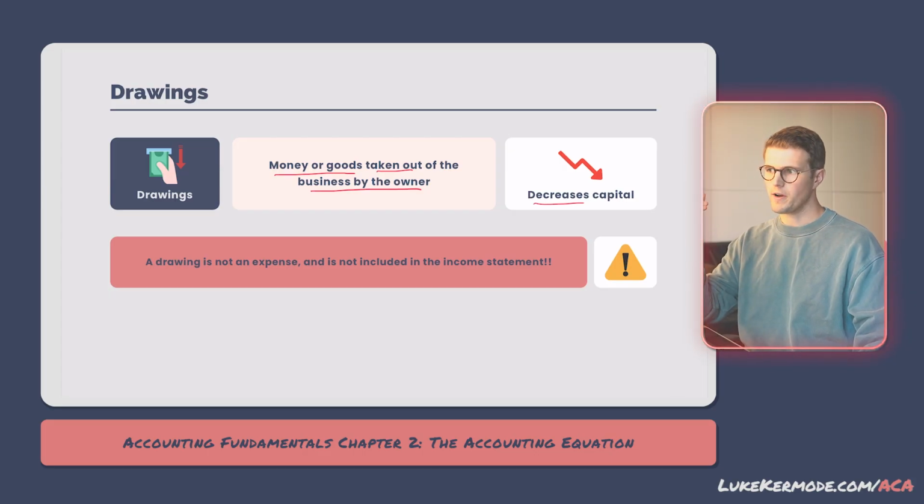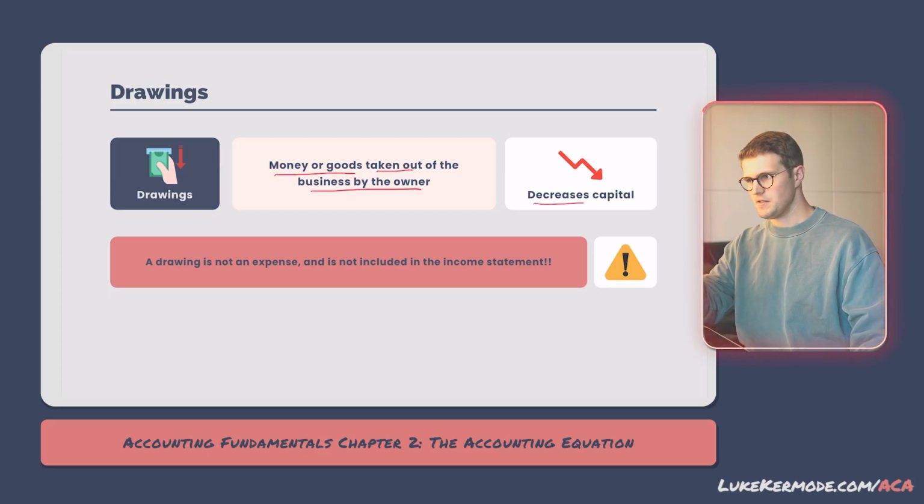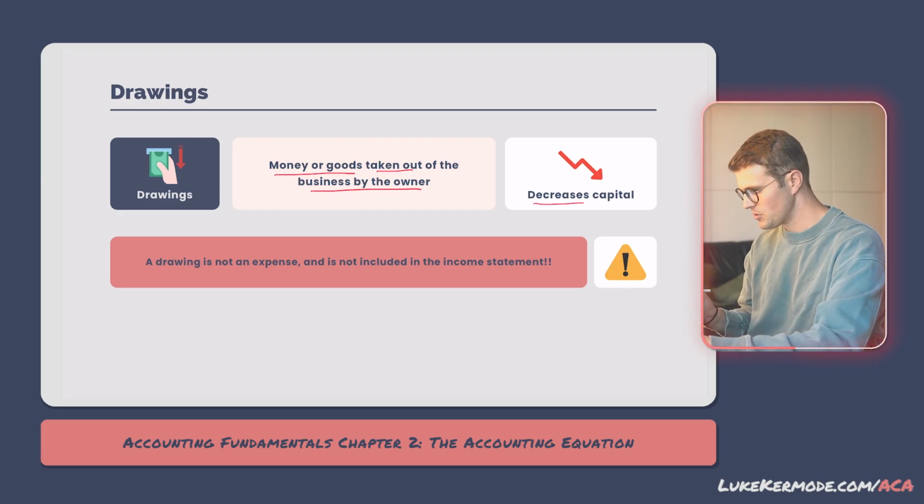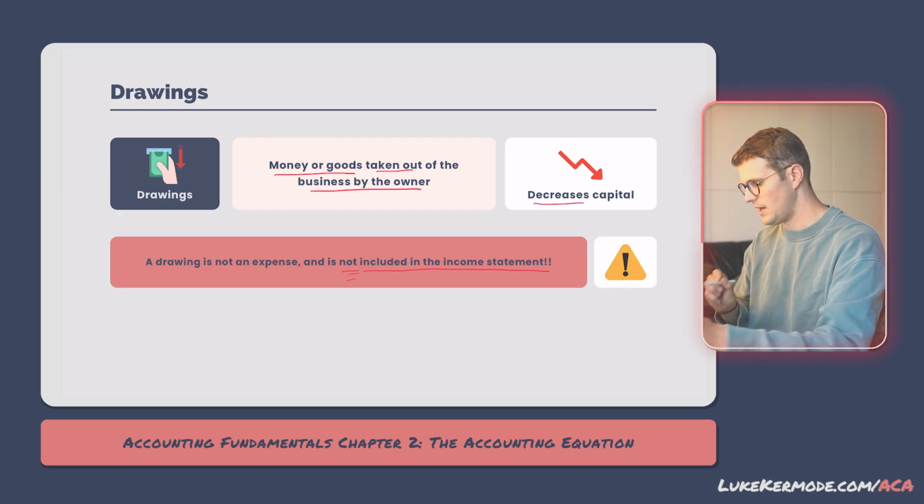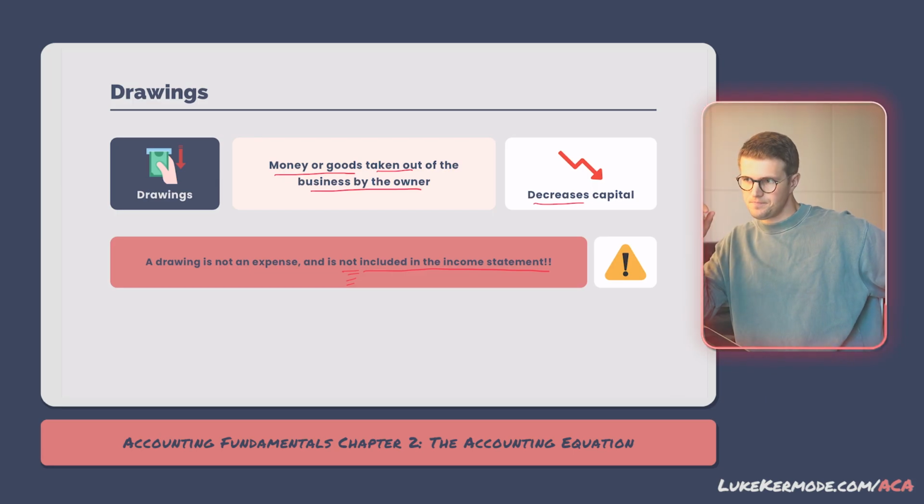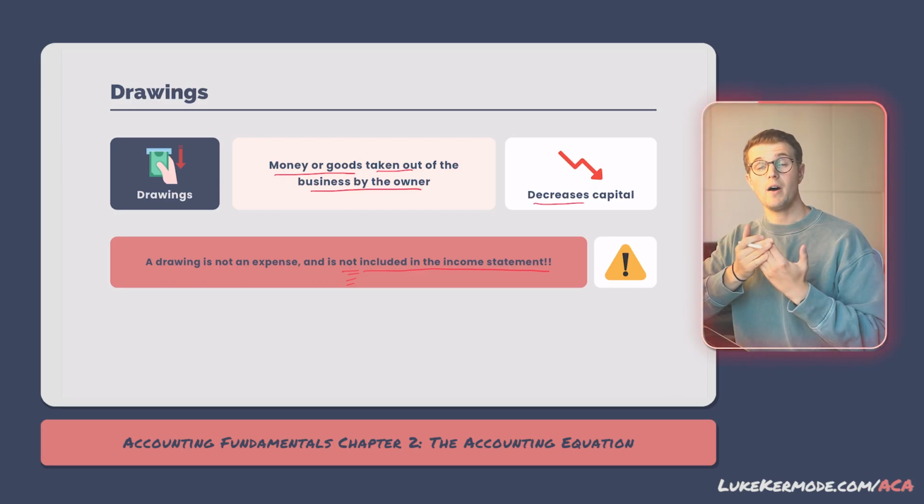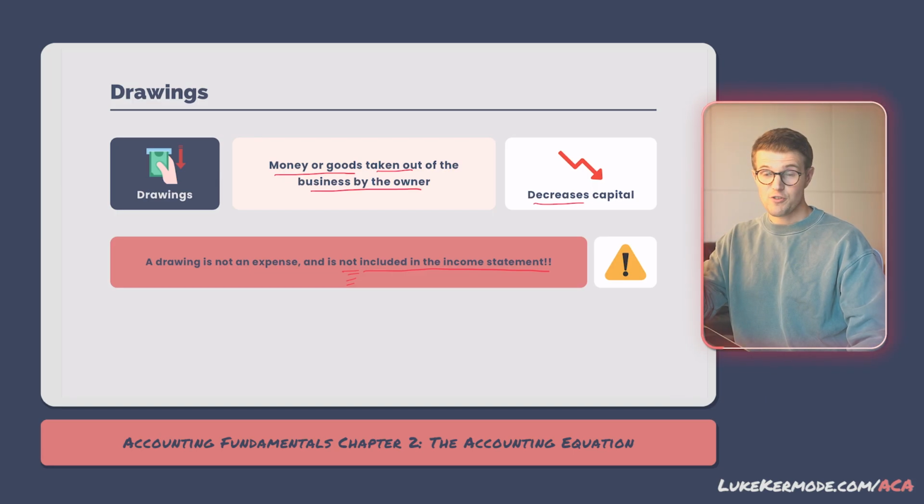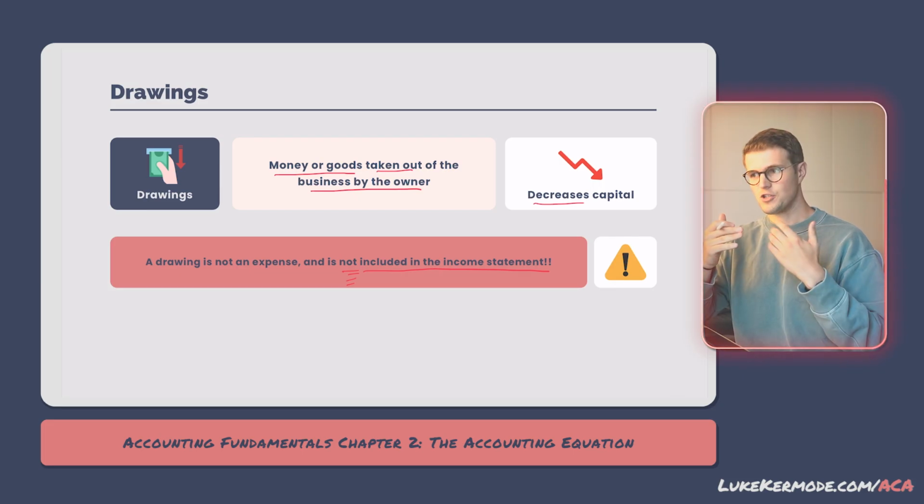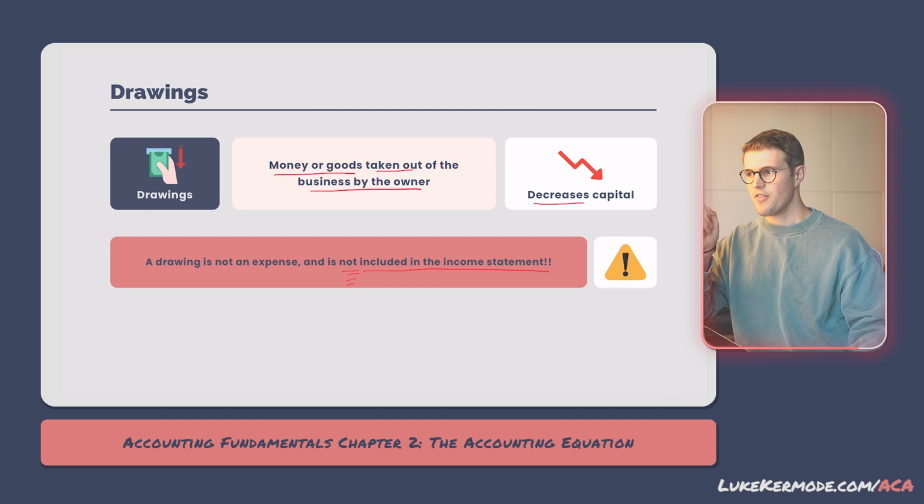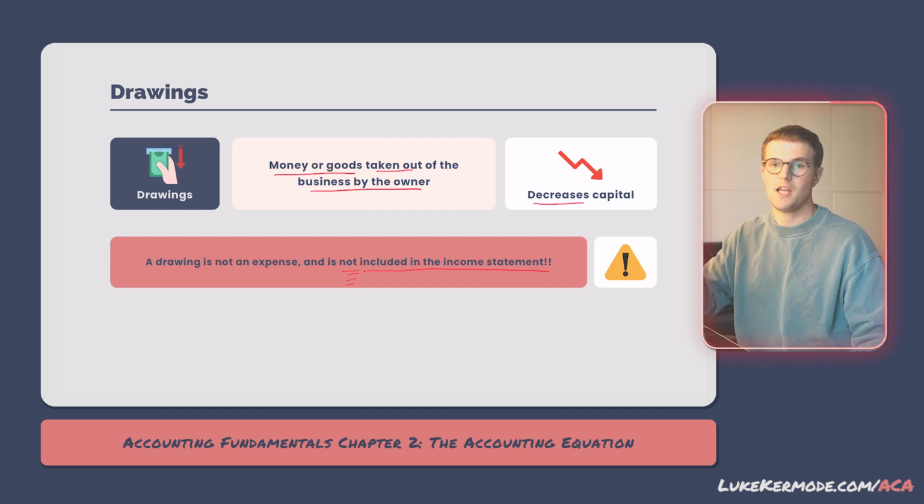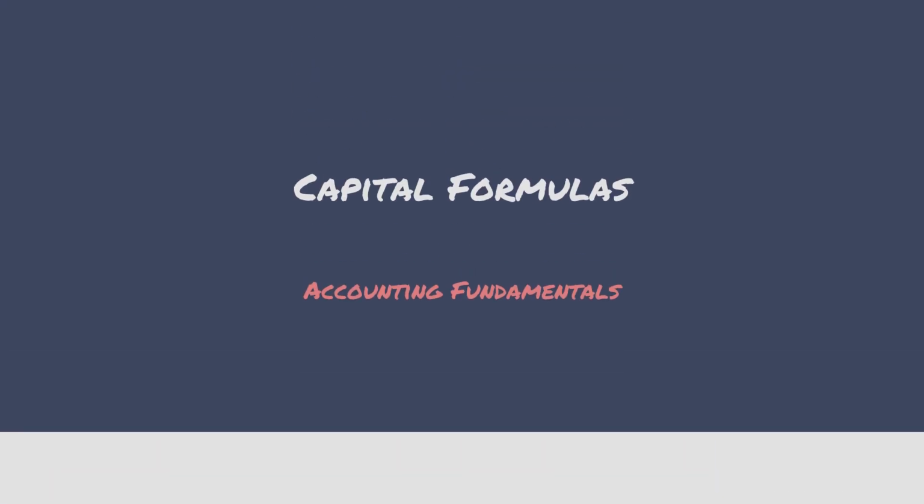In contrast, drawings aren't treated as expenses. They're treated as reductions in capital and are not included in the income statement. So remember, when the owner withdraws money or goods, inventory from the business for personal reasons, that's a drawing. Whereas when the business owner's paying themselves a salary or a wage, that's an expense that will go through the income statement and reduce profit.